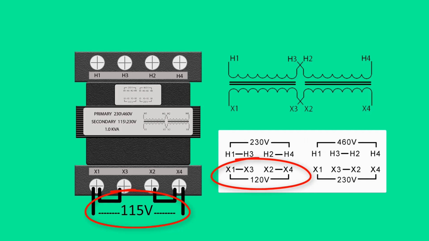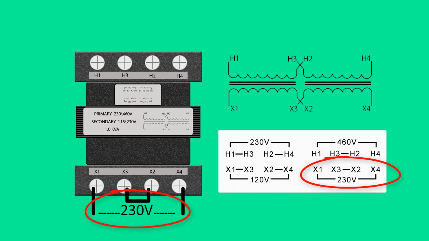In the transformer shown here, the two secondary windings are placed in parallel. When X1 and X3 are connected, and X2 and X4 are connected, the transformer produces 115 volts. In the transformer shown here, the two secondary windings are placed in series. When X2 and X3 are connected, the transformer produces 230 volts.